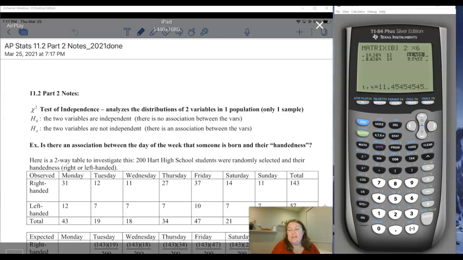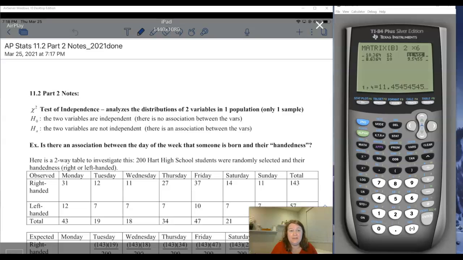So this is AP Stats Notes 11.2, Part 2, and this is the final of our 3 chi-squared tests. This one is for the test of independence. This is going to look for seeing if 2 different variables in the same population might somehow or another be related to each other. So it's just looking for patterns and connections between 2 different categories.